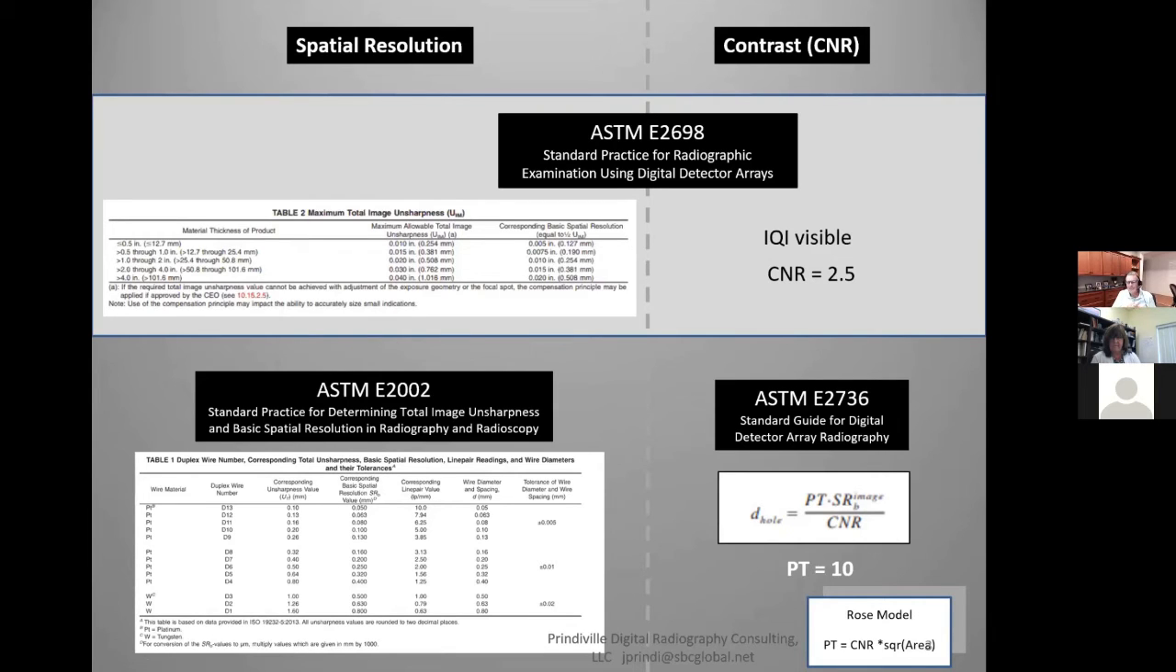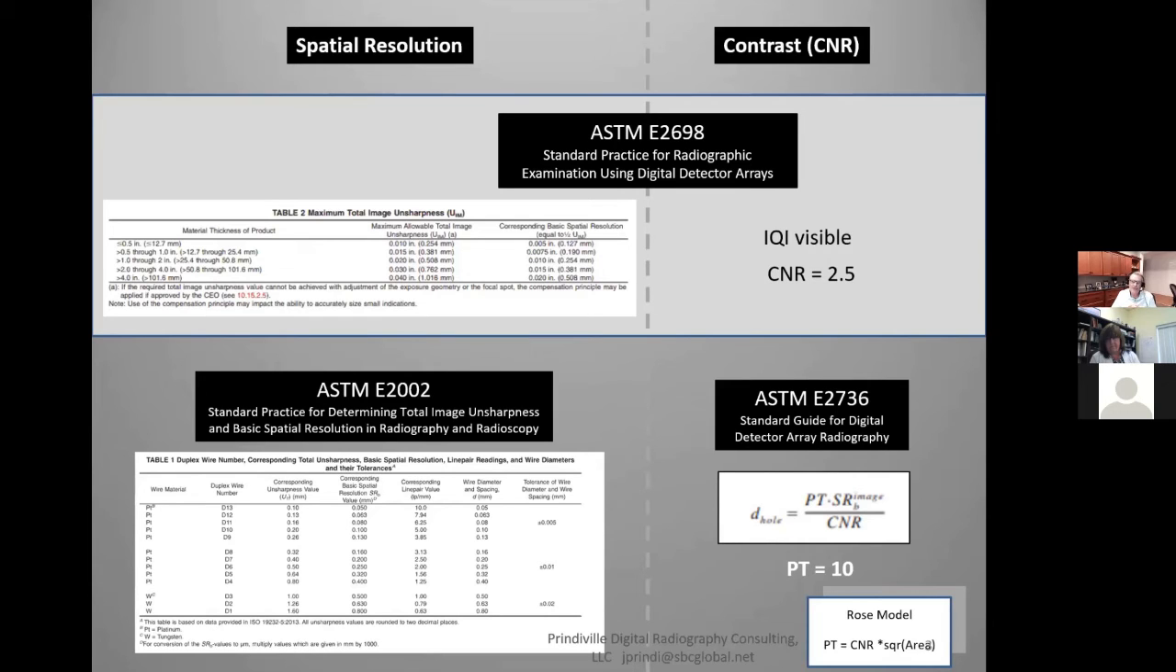And it says if you take the contrast and noise of your image and you multiply the square root of the area of the indication you want to see, then that gives you a value called perception threshold. And the higher that value is, the more likely it is you're going to be able to see that indication. So kind of the reference for that, if you use this equation, and if you come up with a perception value of 5, your odds of seeing that indication are 50-50. So you better be higher than that.